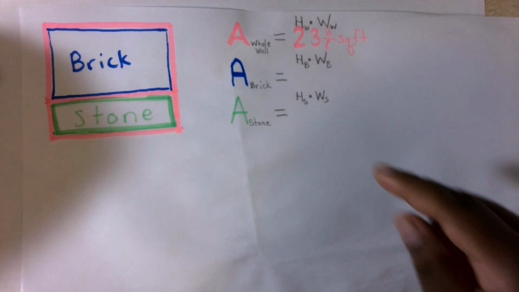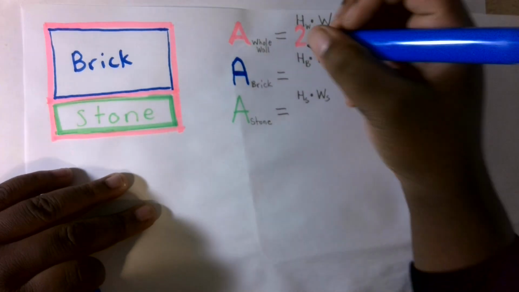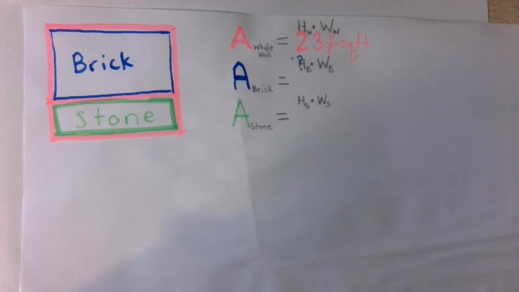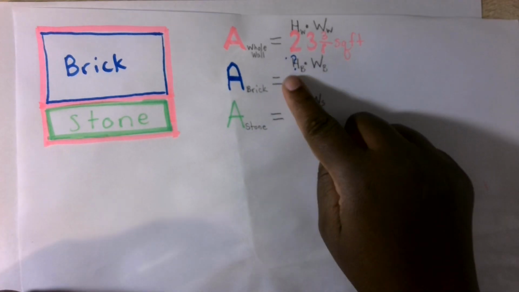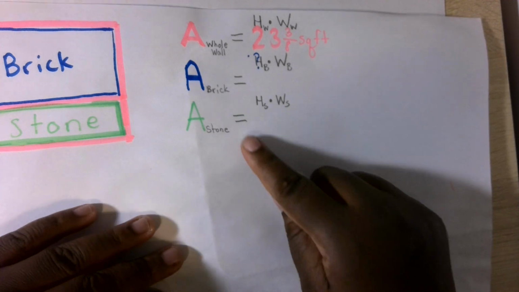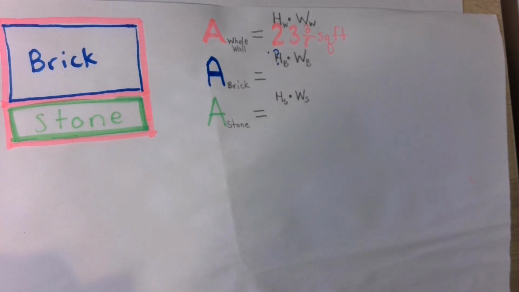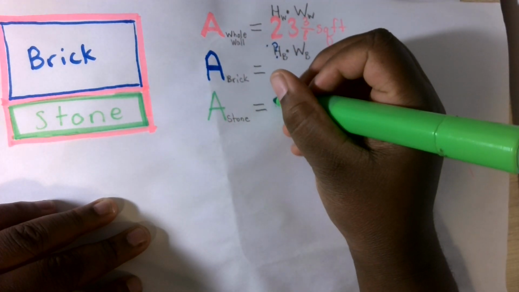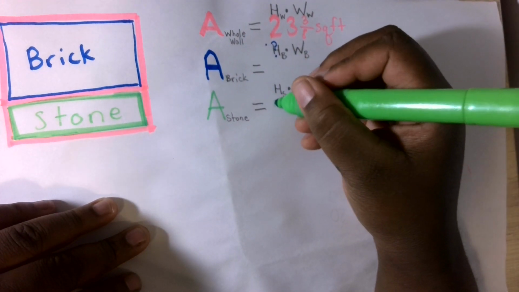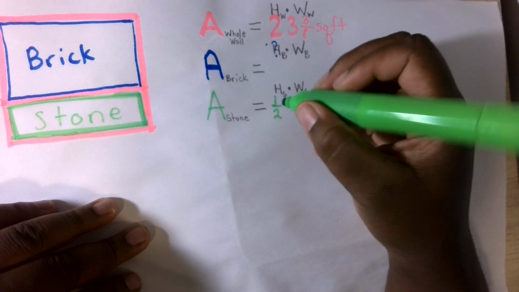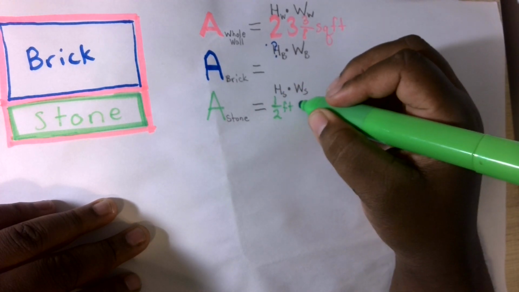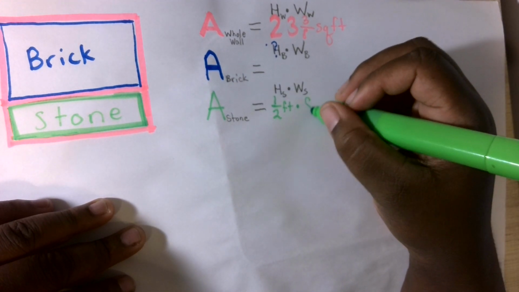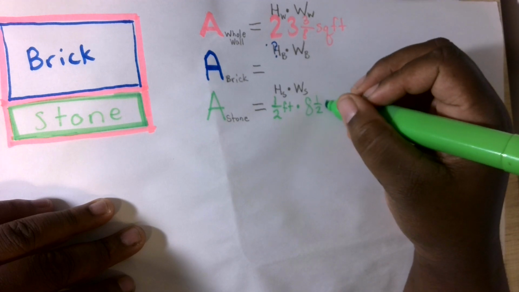For the brick wall, this whole question is about the height of the brick wall, but I do know the width. This is where my question mark is. And for the area of the stone wall, I'm not given the area, but I am given the height of that stone wall as, what was it, 1.5? Well, no, 1/2 feet. And I'm given the width of the stone wall as 8.5 feet.